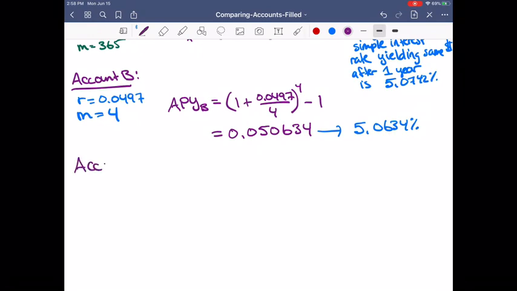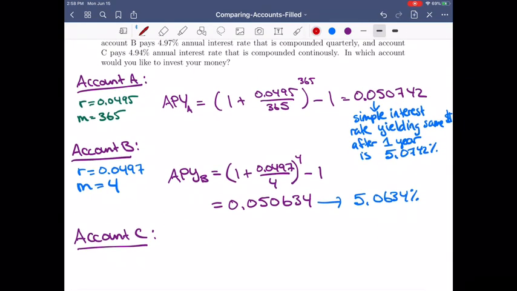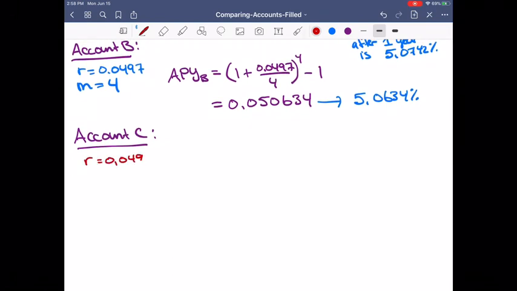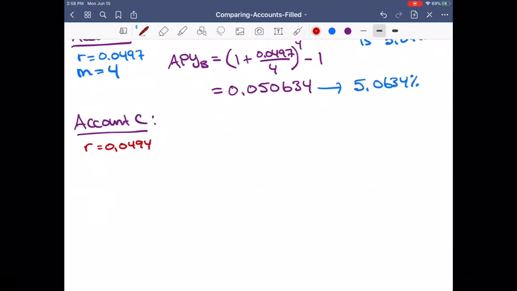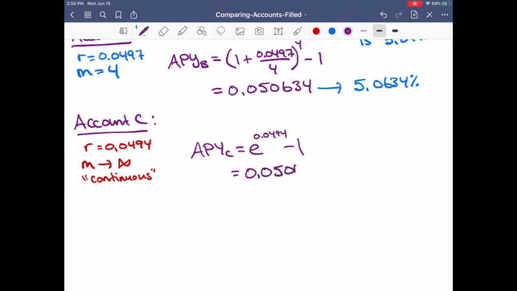Okay, account C has a lower interest rate than both. So R is 0.0494, so slightly lower, but it's compounded continuously. So I'm going to write M goes to infinity to note that. That's what I mean by continuous. So we use the special APY value. APY for C is going to be e to the 0.0494 minus 1. If you compute that, it's going to be 0.050645, something like that. So this is 5.06405%.